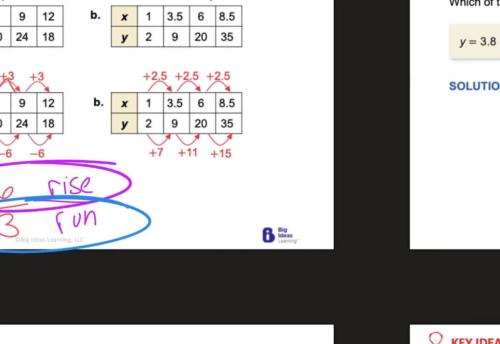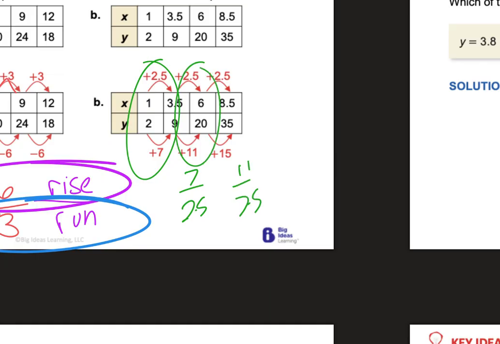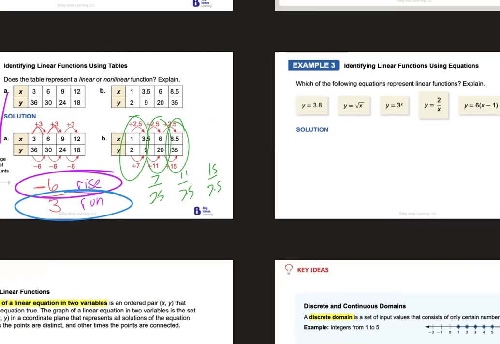This one, on the other hand, is not. This rate of change is not constant, okay? What's happening is right here it's 7 over 2.5, but right here it's 11 over 2.5, and then 15 over 2.5, and those are clearly different rates of change.